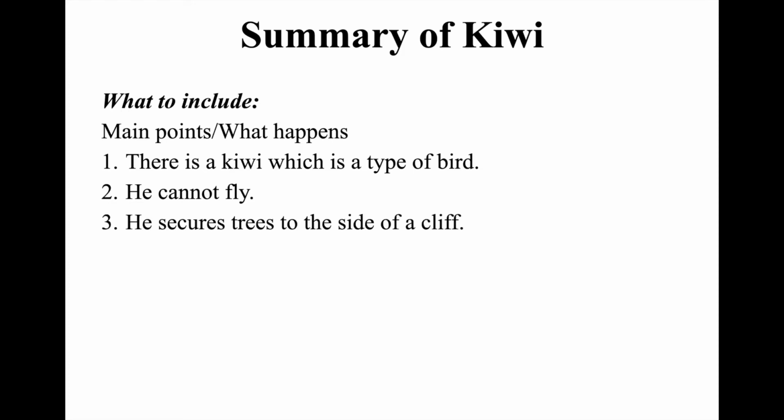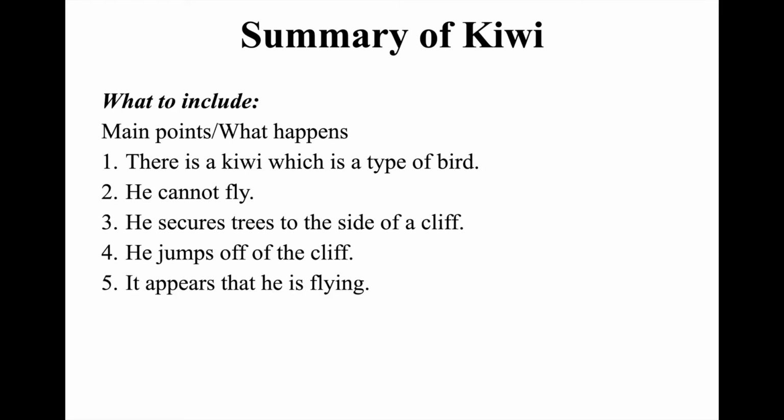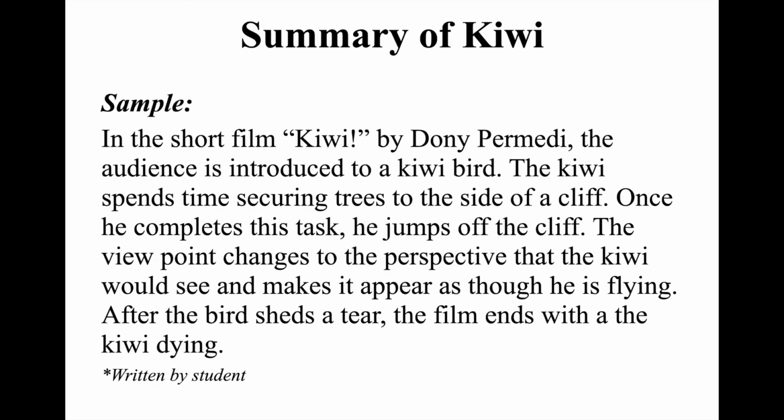He secures trees to the side of a cliff. He jumps off the cliff. It appears that he is flying. He cries. And he dies. So these are just the main points. So let's look at a sample of a summary of Kiwi, just using those main facts.